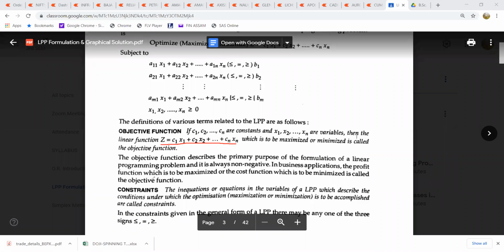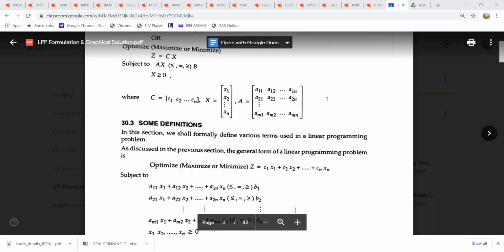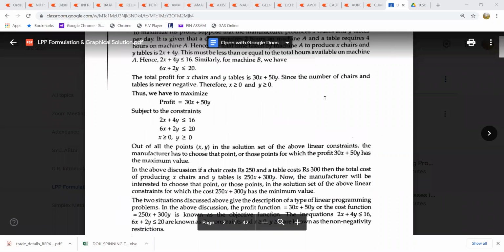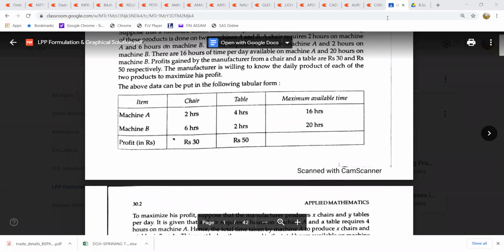The constant part is nothing but the conditions you have imposed while forming the LPP. In the last class we discussed one example. If you see this example, this was a problem of maximization because profit is there. So the conditions are here.